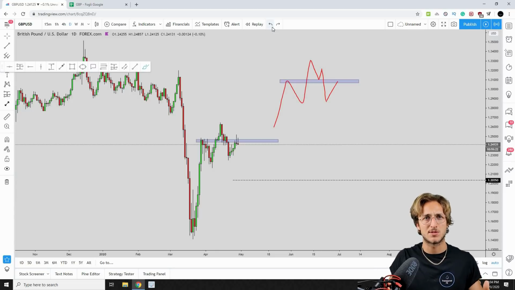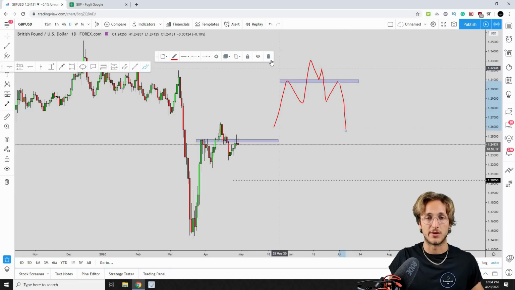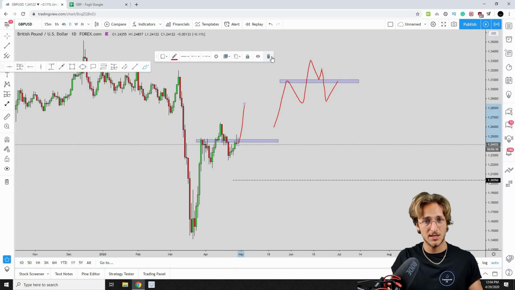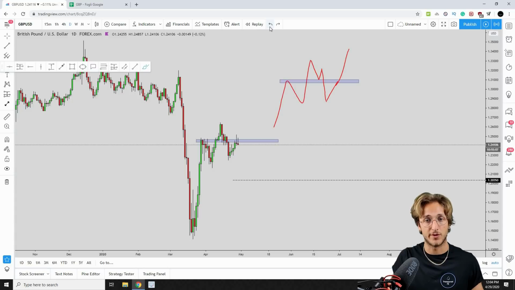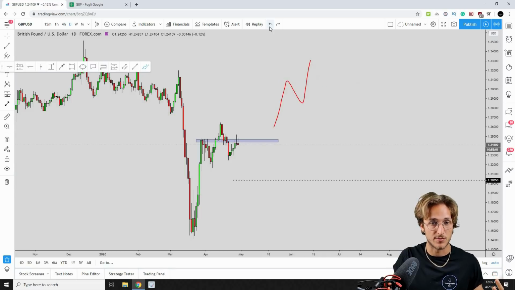Now, 8 times out of 10, this pattern will actually complete with the next move to the downside. Obviously, there are times in which the market might actually just break to the upside. We never know if the time will be this one or the next one. Sometimes the pattern fails, but you can test this pattern. This is a very high probability pattern on all time frames.